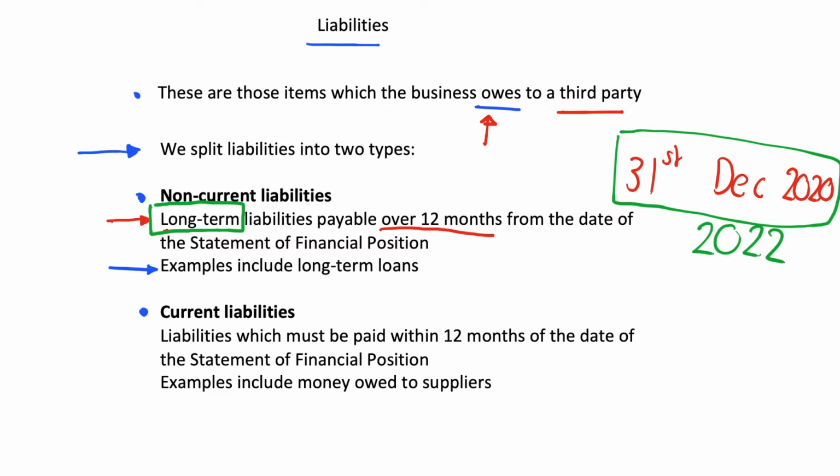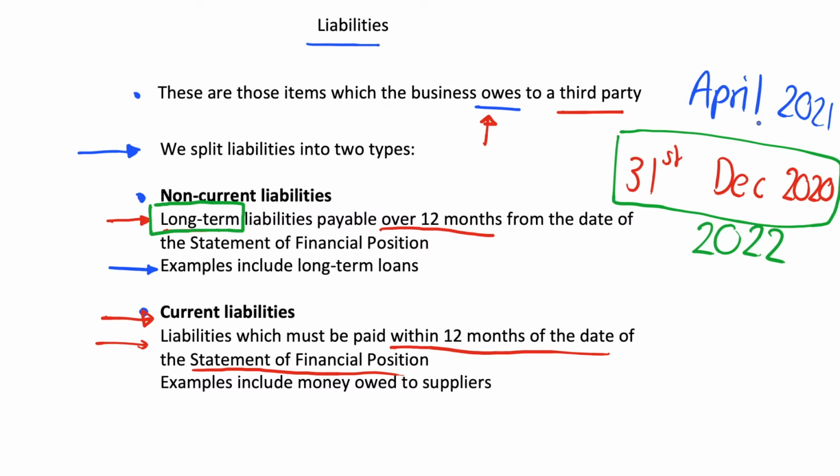And then the flip side of this is going to be the current liabilities, and this is just going to be everything else that isn't a non-current liability. So it's going to be our liabilities which must be paid within 12 months of the date of the statement of financial position. Using our example of the 31st of December 2020, it could be a short-term loan that has to be paid off in, say, April 2021. This would be within 4 months of the date of our statement of financial position, so we view it as a current liability because it's a short-term loan.